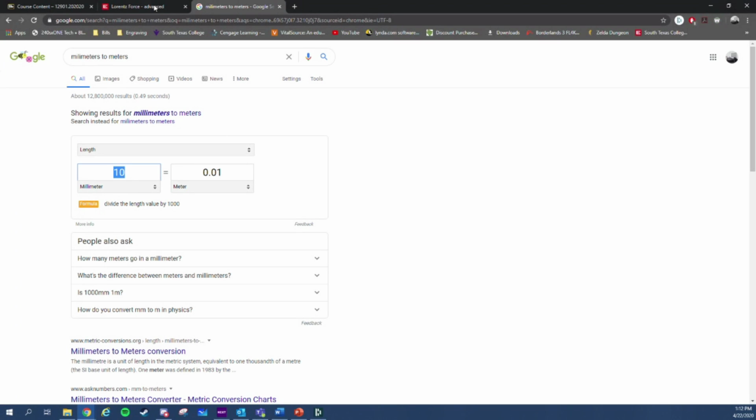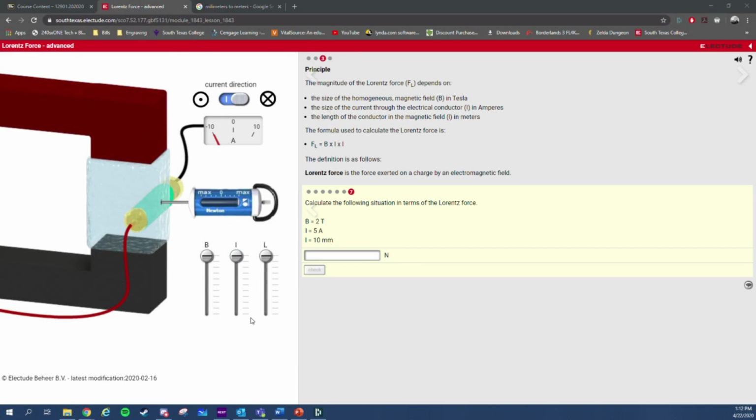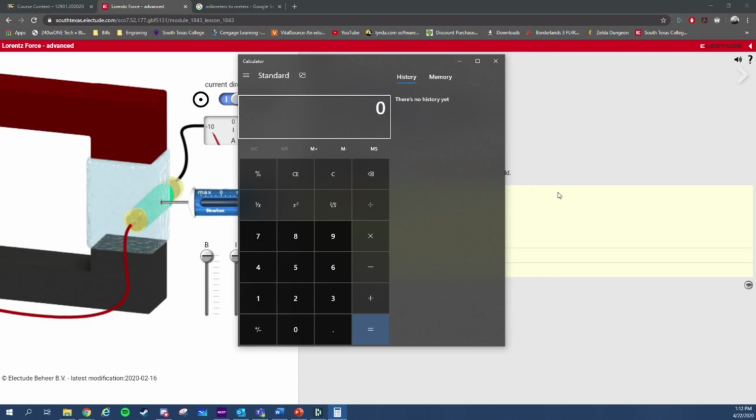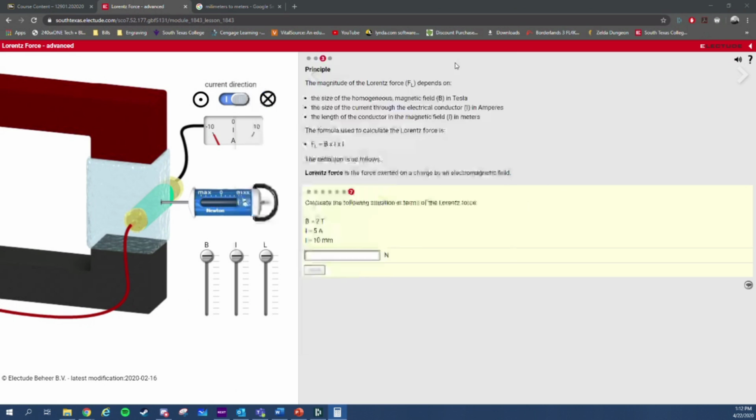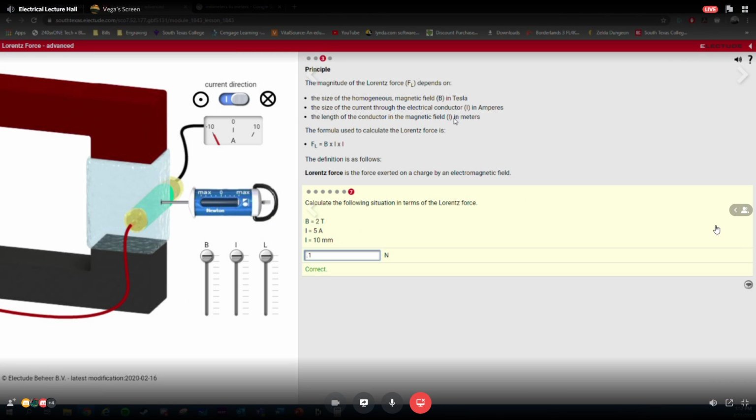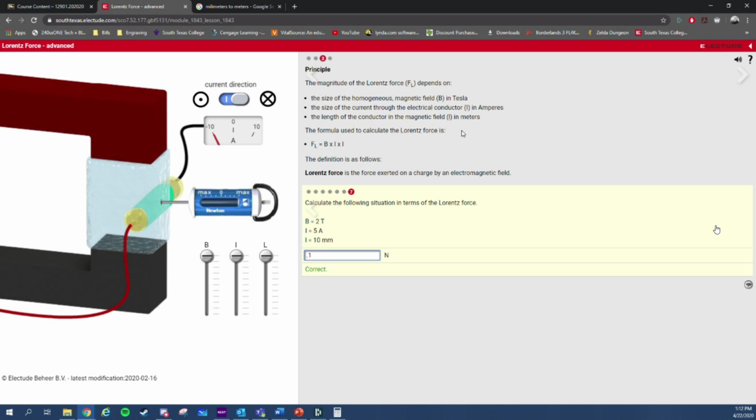So it's 0.01. So it's actually 2 times 5 times 0.01. It is 0.1. Yep, there it is. That was the problem. You have to convert it now into meters, because up here it says the length of the conductor in the magnetic field in meters. Yeah, that's what I was doing, and I was like, ah, I got the question wrong, and then I read meters. I'm like, oh, never mind.